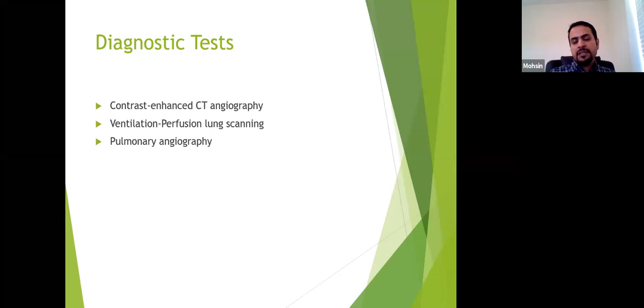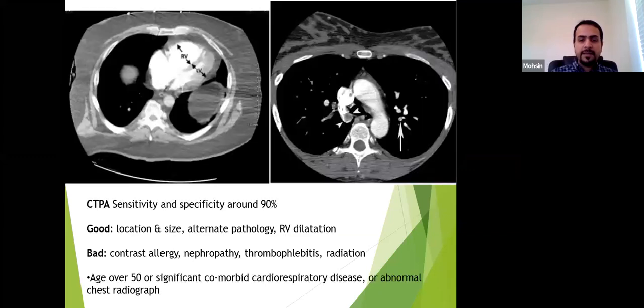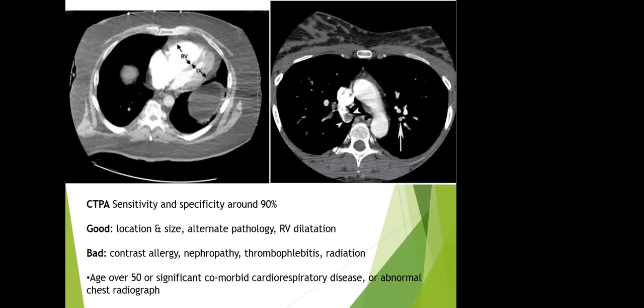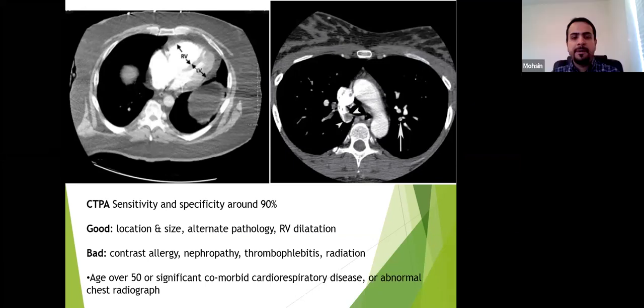Ventilation perfusion scans: as I said, their sensitivity and specificity are around 90%, similar to the CTPA, and they will show you the clots as well as some indication about the strain due to the clot itself. Any patient above 50 years old, or with significant comorbid conditions or an abnormal chest radiograph, cannot go for a VQ scan; they are contraindicated. So go for a CT pulmonary angiogram.